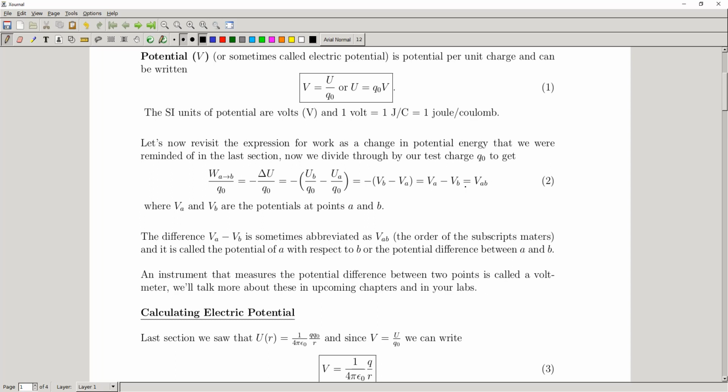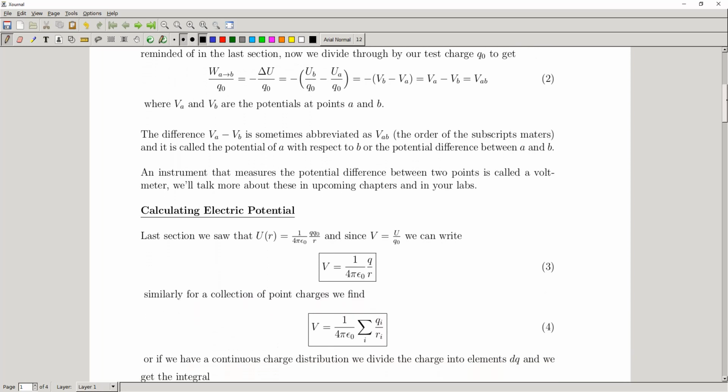Okay, and I'm not sure if you guys will have already seen this in your labs or not, but we're going to take a look at these in the lectures, or at least do some calculations with these, and you might have seen them in your labs already, and if not, you will see them soon. Voltmeters are what measure this potential difference when we're actually doing stuff in the lab. And as I said, you guys will see these soon if you haven't seen them yet.